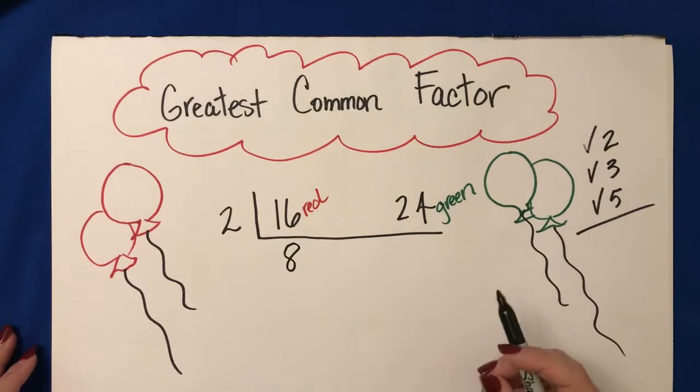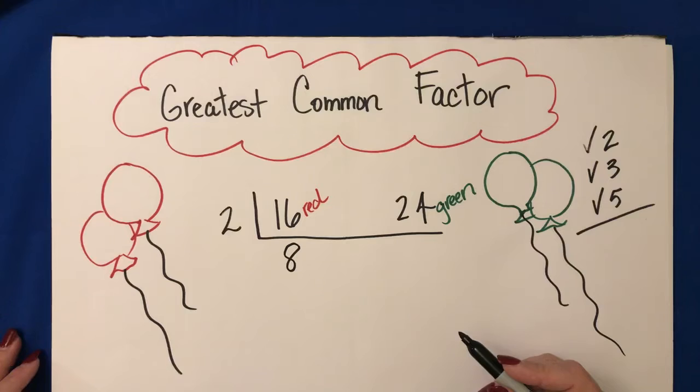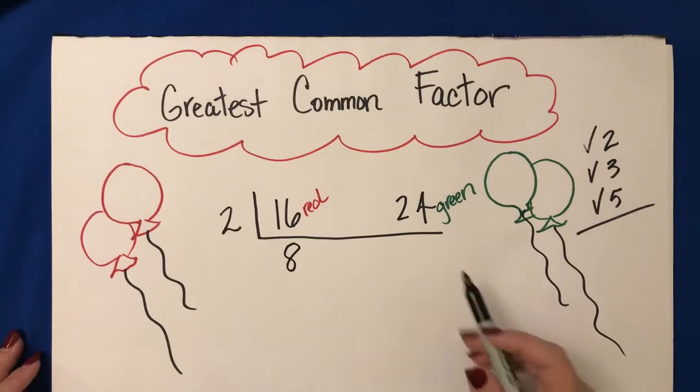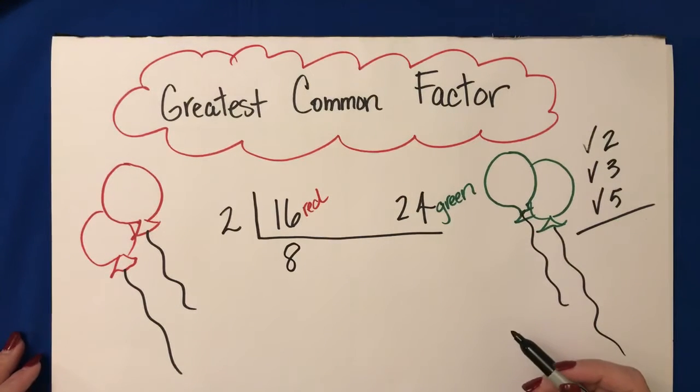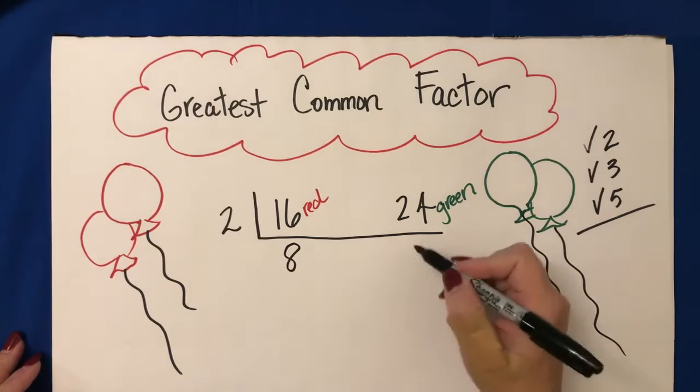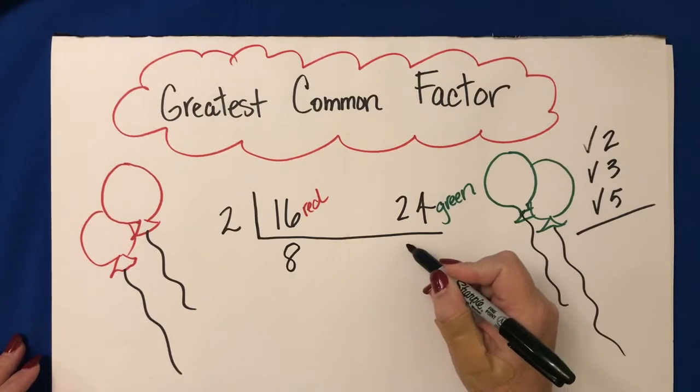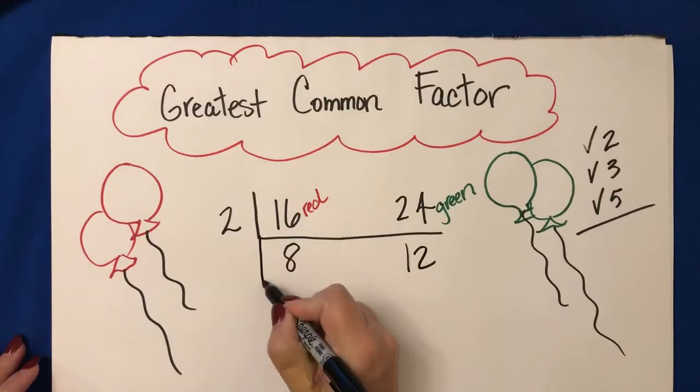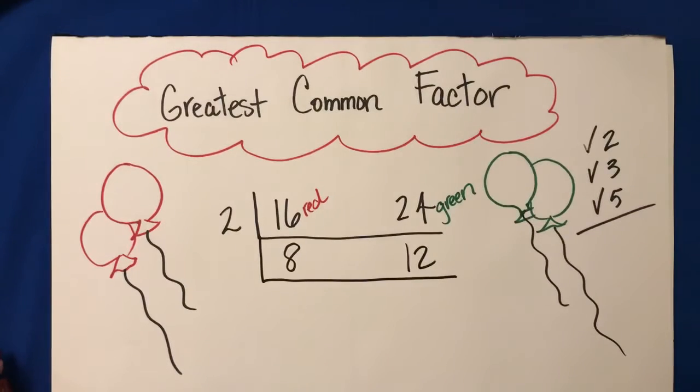Does anybody know what that is? 2 times what would make 24? I see 12. 3 times. Good job, you guys. Alright, so I'm going to put that and then draw the next step in my ladder. So now we're down to 8 and 12, but I wonder if I can still divide these. What number should we go for? I can look at my list over here.